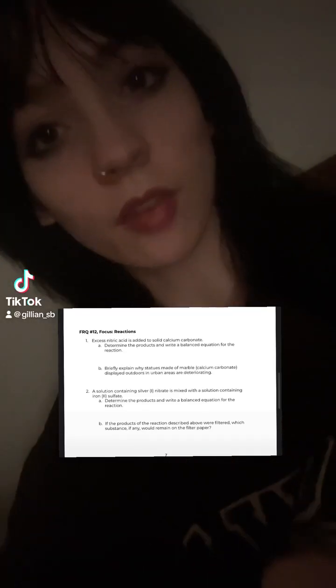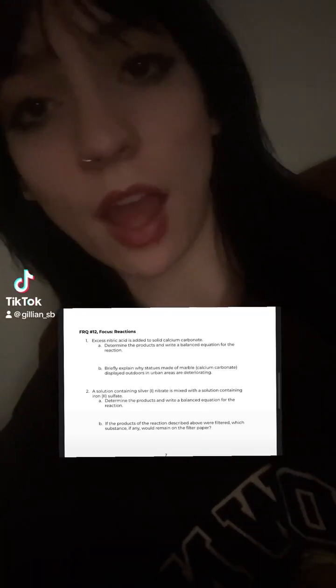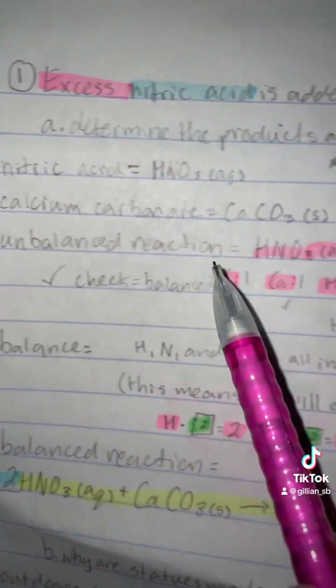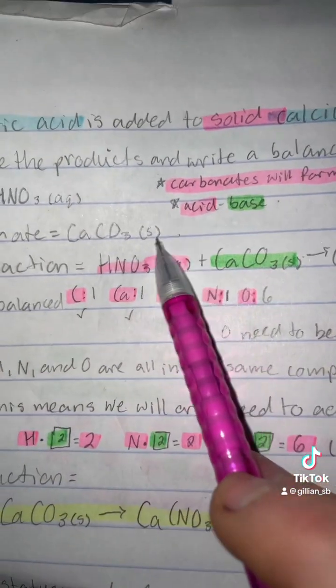I'm going to be solving FRQ number 12 that focuses on reactions. The first question asks to determine the products and write a balanced equation for the reaction, and the reaction contains excess nitric acid that is added to solid calcium carbonate. First, we'll start with our unbalanced reaction, which is right here.